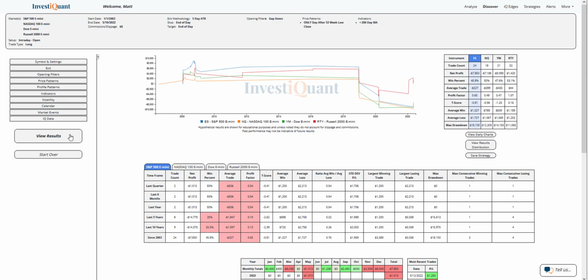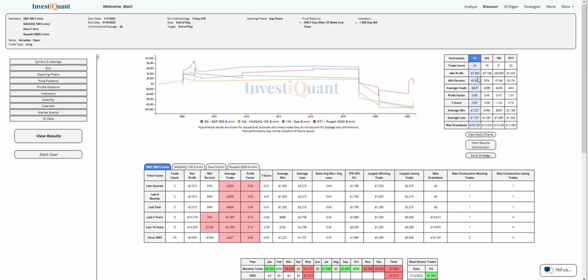Looks like S&P, about 46% of these have closed above the opening print. For the NASDAQ, it's 50%. For the Dow, 48%. For the Russell, 53%. If we look at the average moves, the average loss is larger than the average win here in the S&P. That's also the case for the NASDAQ. For the Dow, and then the Russell's just slightly larger on that average loss. So all four of these have larger average moves to the downside following that 52-week low close.